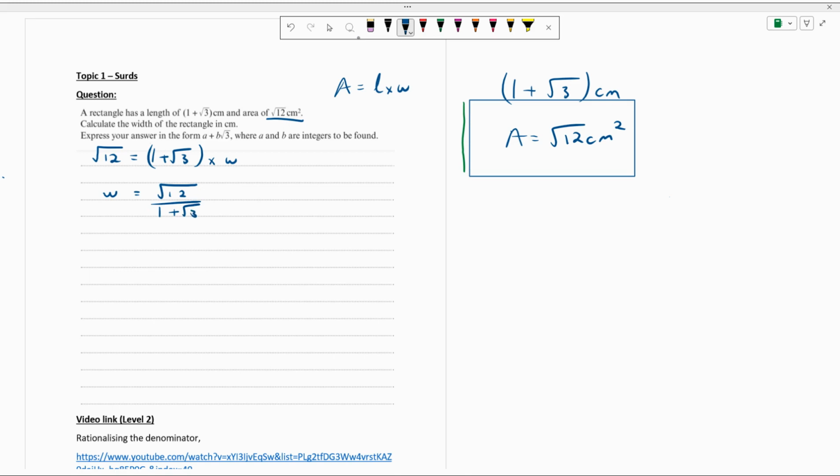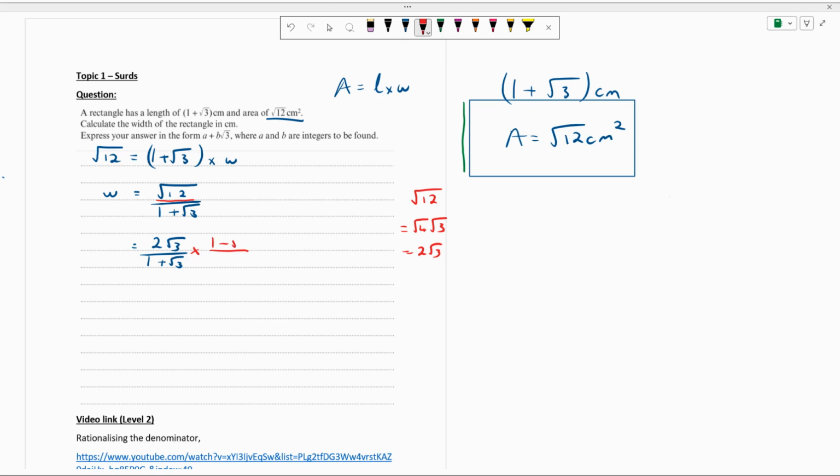Okay, now there's a couple of things we need to do here. First of all, I'm going to look at the root 12 on the top, and I'm going to decide, can I simplify it? So I'm going to go to the side over here, root 12. Well, I know that is root 4 root 3, which is the same as 2 root 3. So I can change the numerator for that. Okay, so I've got 2 root 3, and then I've still got 1 plus root 3 on the bottom. Now, I need to rationalize the denominator. To do this, we're going to times by the conjugate, which is just flipping that sign in the middle.